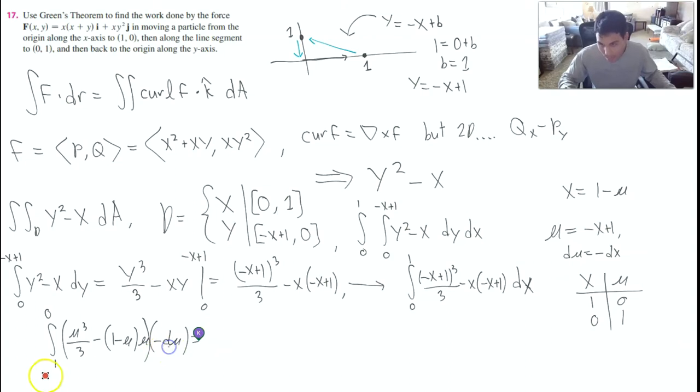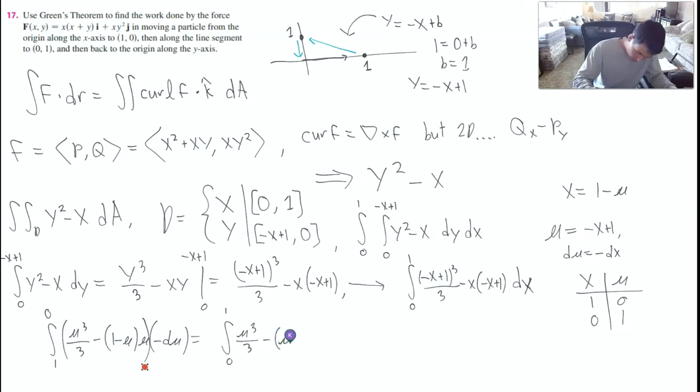And since there's a negative d mu here, and our bounds are in a weird position, if we flip our bounds, we can get rid of that negative d mu and write it as a regular d mu. So 1 to 0. At the same time, we're going to write mu cubed divided by 3, and we're going to multiply this in. So if we multiply it in, it'll be mu minus mu squared d mu.